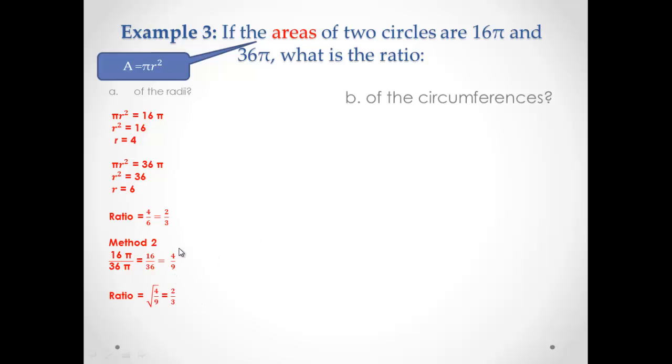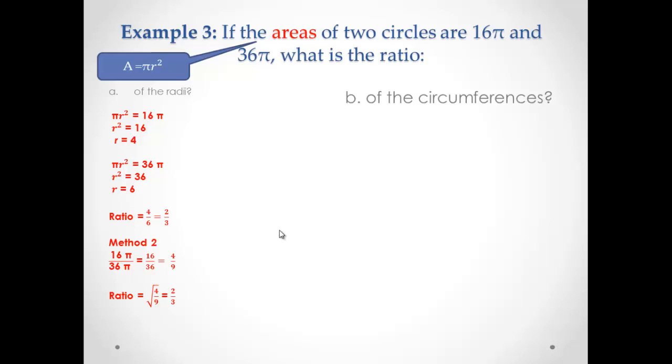But remember, this is the ratio of areas. So what we have to do then is square root that. So the ratio of 4 over 9 square rooted, or the square root of 4 over 9, is 2 over 3. So we got the same answer.